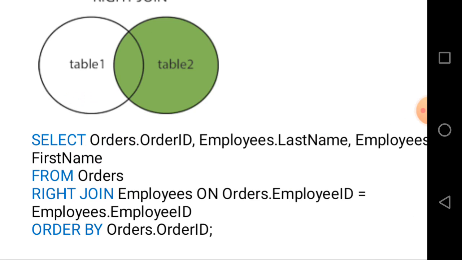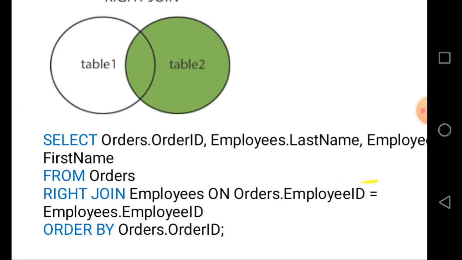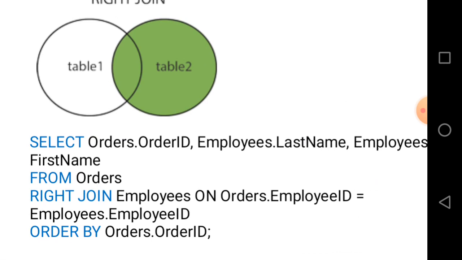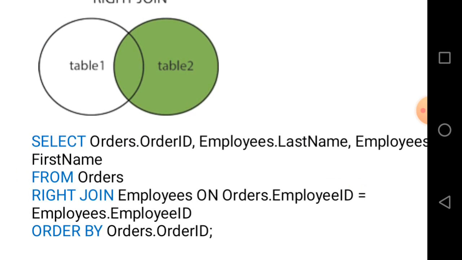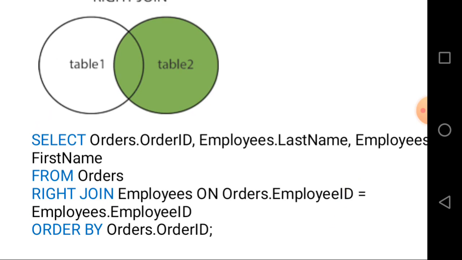Select orders.order_id, employees.last_name, employees.first_name. So here table names are orders and employees, and column names are order_id, last_name, and first_name. The employees table has two columns which are reflected after joining. These are last_name and first_name, and order_id belongs to the orders table.